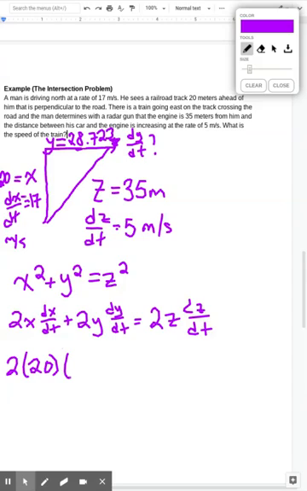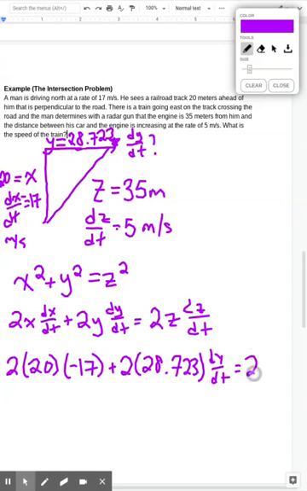So 2x is 20. That rate is negative 17, sorry, because this distance is closing. So do 20 times negative 17 plus 2y, which is 28.723, times dy/dt, which we don't know, equals 2 times 35 times 5. 35 is z, and 5 is dz/dt. And now it's just a simplifying game.